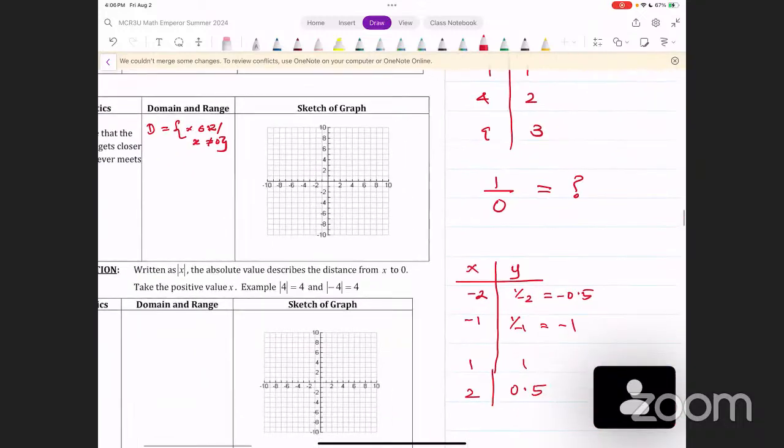So let's go back to sketch it. At -2, -0.5, somewhere here. And then 1, 1 is this point. Oops, I'm not marking that correctly, my bad. So 1, 1 is this point. 2, 0.5. And -1, -1 is here. So if I take more points, the graph is going to look something like this.